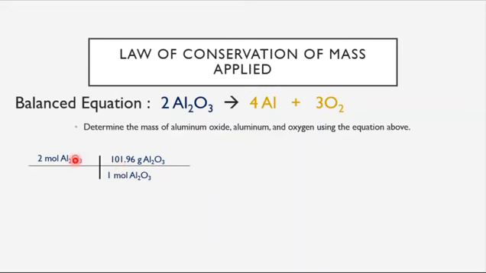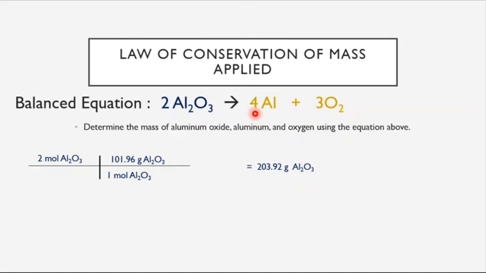Okay, so now you can see that the moles cancel, and all you have to do is multiply the top numbers here in this dimensional analysis setup to get your product. So you get 203.92 grams of aluminum oxide. Now we're going to take the 2 products and do the exact same thing we did with the reactant, convert them both to grams.